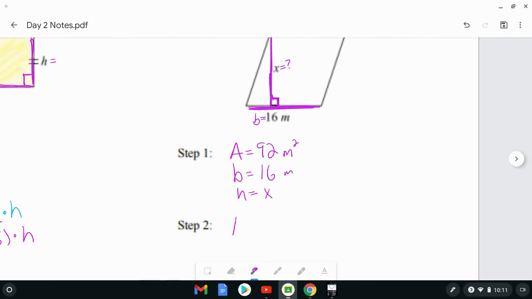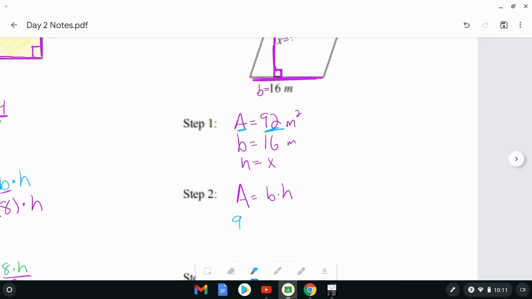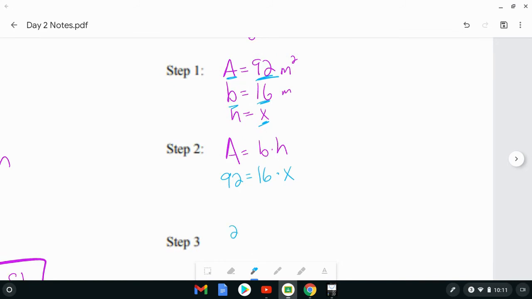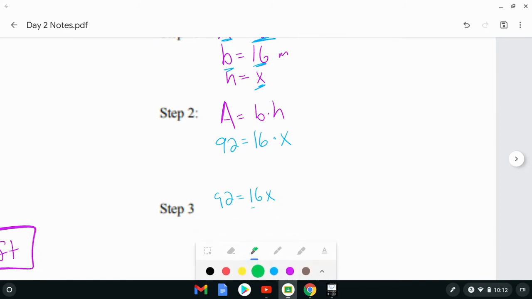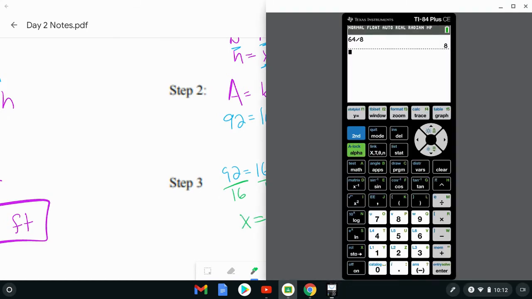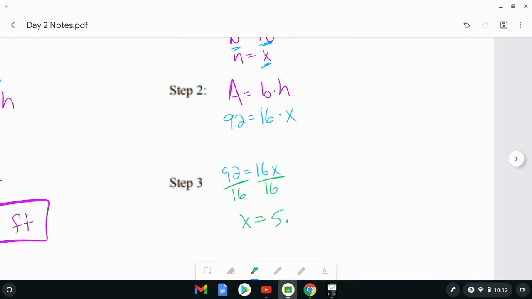Just like the last time, use the formula for our parallelogram, which is base times height. And again, plug in what we know. Area is going to be 92. Base is going to be 16. Height this time is going to be x. It's not going to stay as h because they're actually giving it a different variable. So now, for step 3, go ahead and use your solving skills to do so. The way we get rid of the 16 is we divide by it. So then the x, or the height, is going to be 92 divided by 16, which is going to be 5.75.